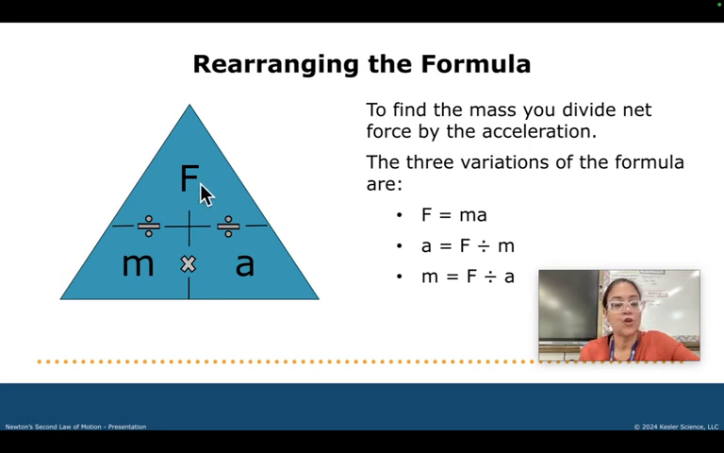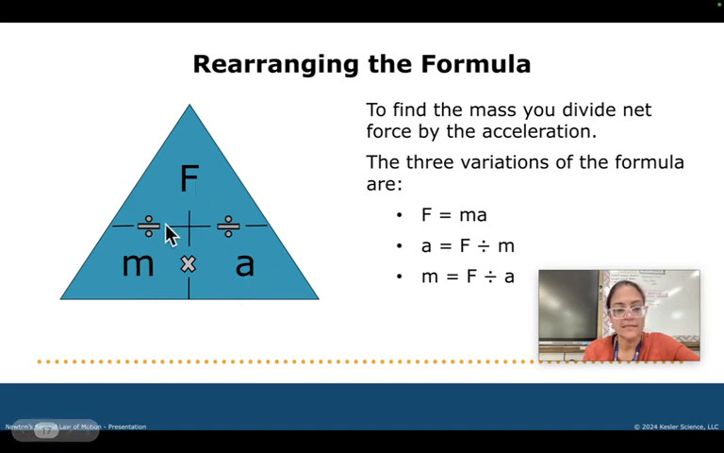Say there's a question where you are given the force and the acceleration, but you don't have the mass. You cover that one up, and it tells you what to do. Force divided by acceleration. So the mass isn't there, so we're not going to worry about it, but we're going to divide the force by the acceleration because that's what you've been given. And then again, if you don't have the acceleration, you're given the force and the mass, and you're trying to find the acceleration, you cover that one up and you go force divided by mass. So whichever one you are missing, you cover up and you do the math on the other two.